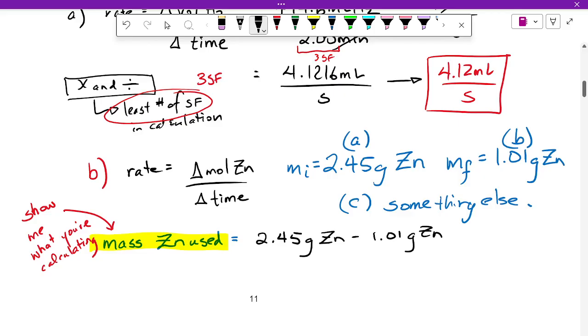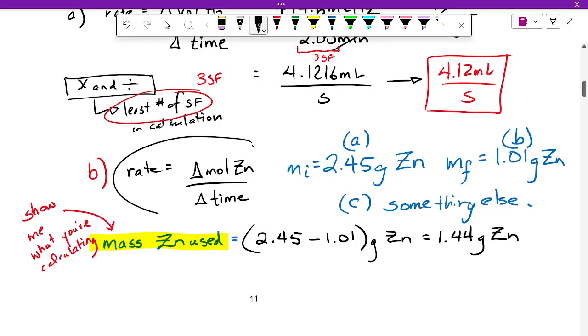And if you are not wanting to write out your units for every single number like that, you could also do it like this. Minus 1.01, you could put that whole thing in brackets and say grams of zinc. Yes, then that grams applies to both the numbers in the brackets. Okay? And we get 2.45 minus 1.01 is 1.44 grams of zinc. So that's the mass of zinc used.